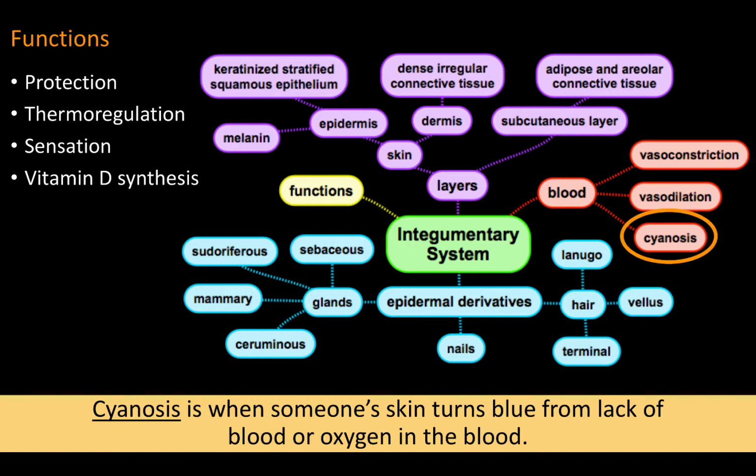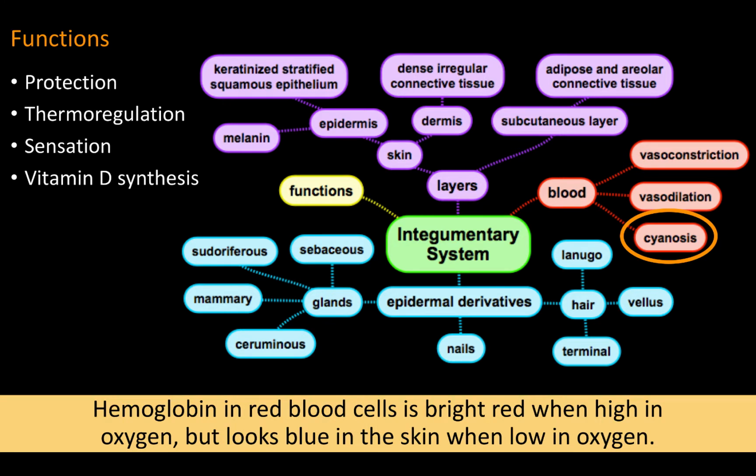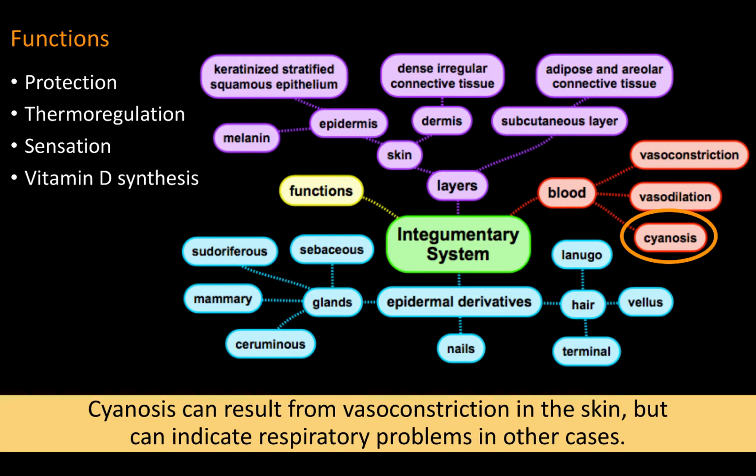Cyanosis is when someone's skin turns blue from lack of blood or oxygen in the blood. Hemoglobin in red blood cells is bright red when high in oxygen, but looks blue in the skin when low in oxygen. Cyanosis can result from vasoconstriction in the skin, but can indicate respiratory problems in other cases.